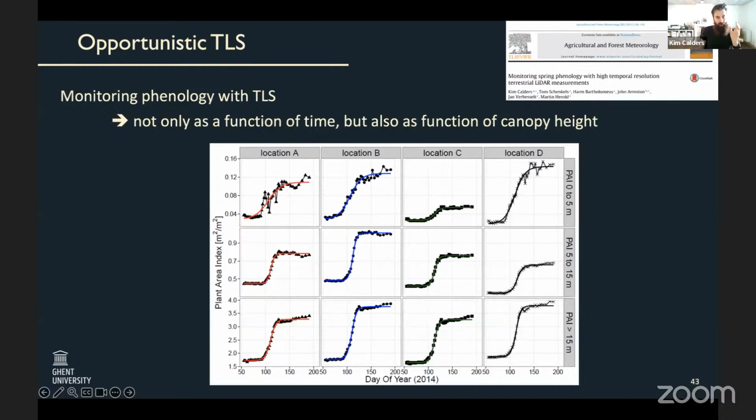Just to mention here again, even though I showed one profile, because you're dealing with these 3D data, you can easily analyze this as a function of canopy height, different layers in the canopy, upper layer, lower layer, mid layer, it's all possible.